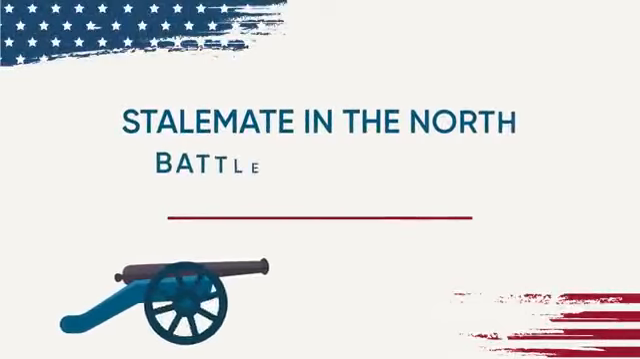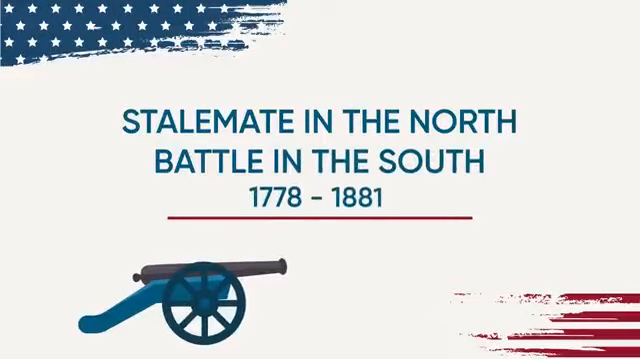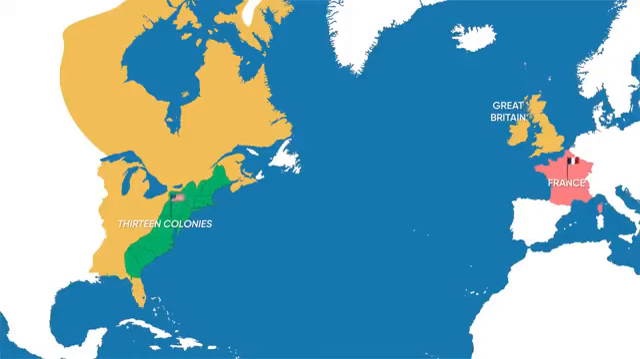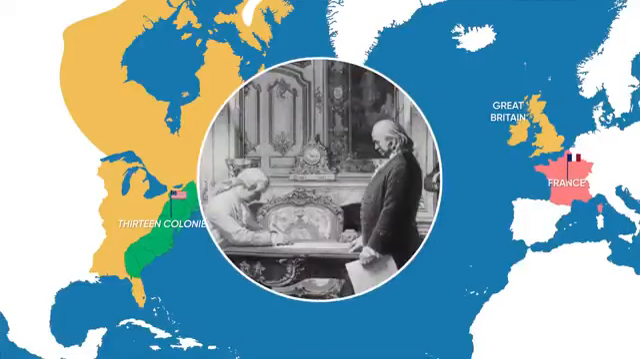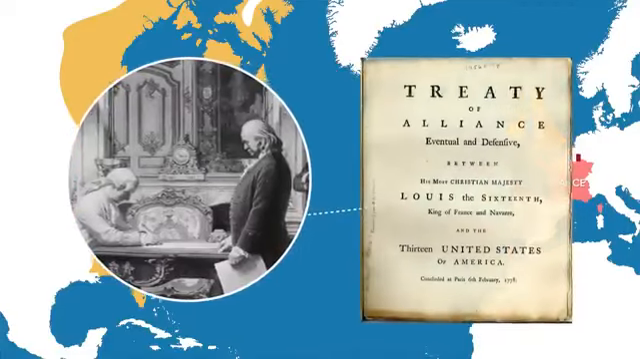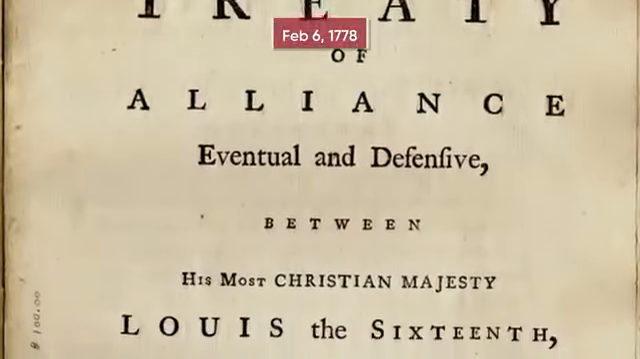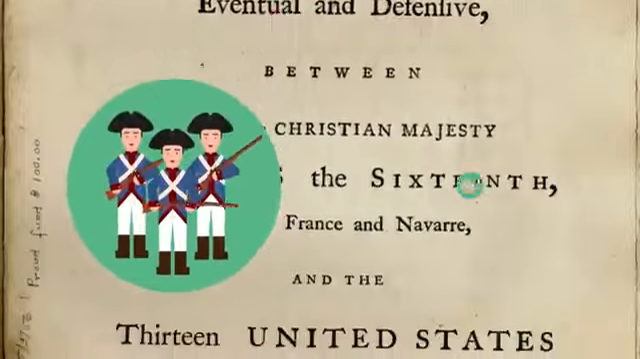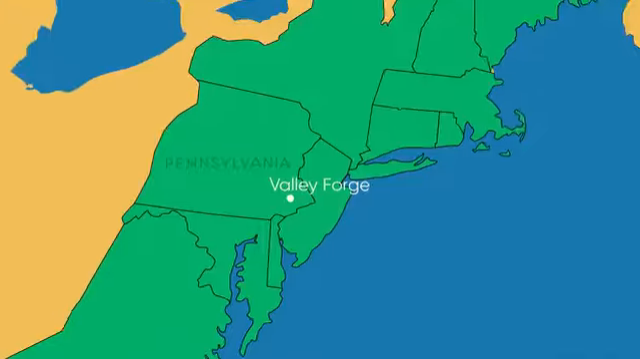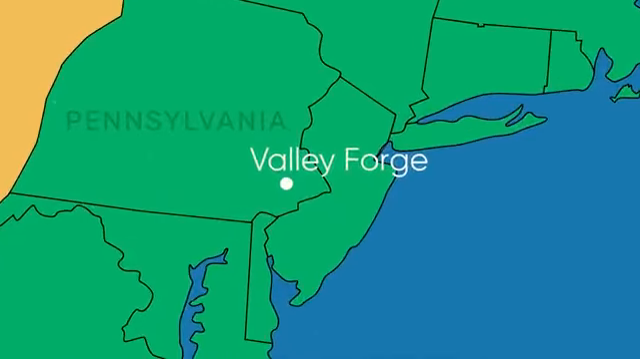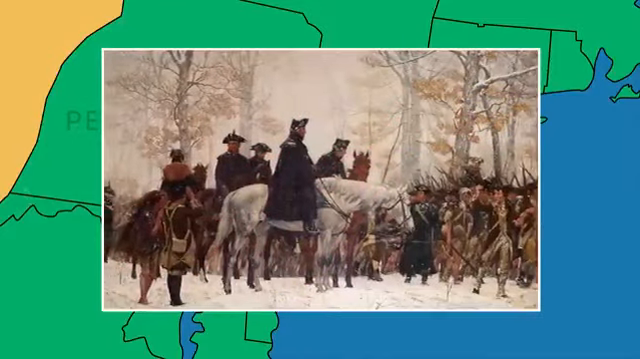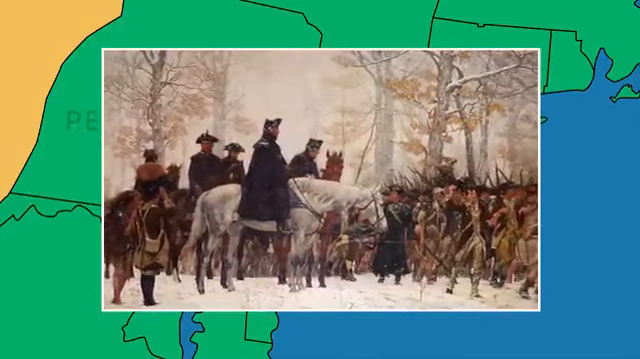Stalemate in the North, battle in the South. Following the American victory in Saratoga, New York, France and America signed treaties of alliance on February 6, 1778, in which France provided America with troops and warships. During the winter at Valley Forge, Pennsylvania, Washington's forces received training and discipline from France.